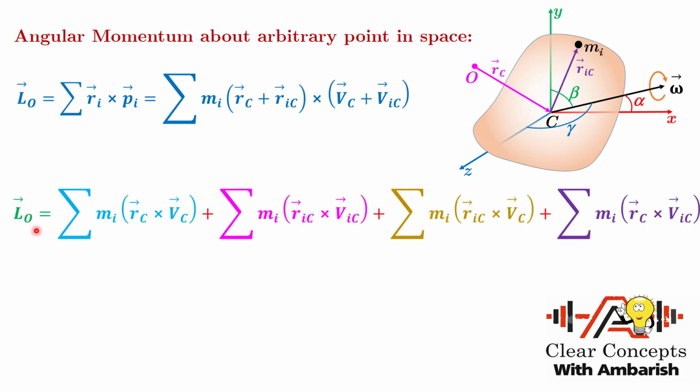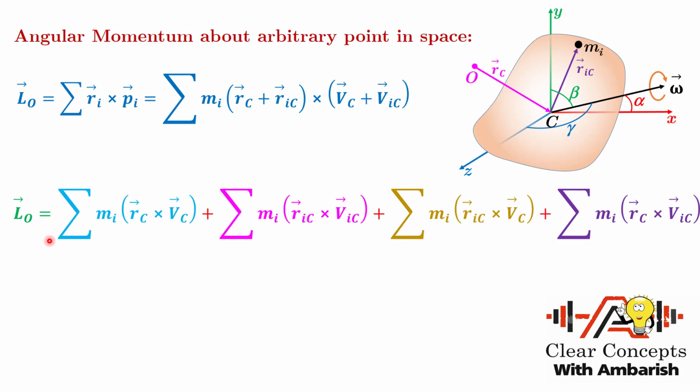You will get 4 terms. What will be the 4 terms? You know that Rc cross Vc, Rc cross Vic, Ric cross Vc, and Ric cross Vic. That's what we are going to get. So I have written 4 terms in 4 different colors, and it turns out that 2 terms will come out to be 0.